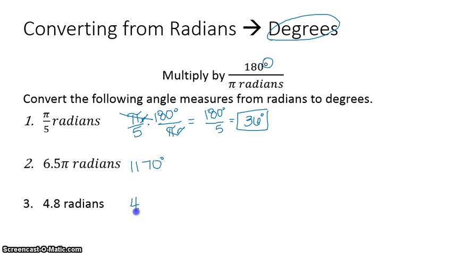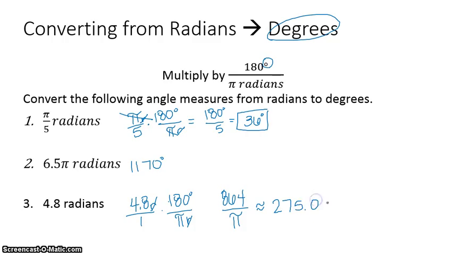On 3, I'm going to do 4.8 radians times 180 degrees over pi radians. The radians will cancel. 4.8 times 180 is 864. This is still over pi. So I would go ahead there and type that in, and I get about 275.02 degrees.